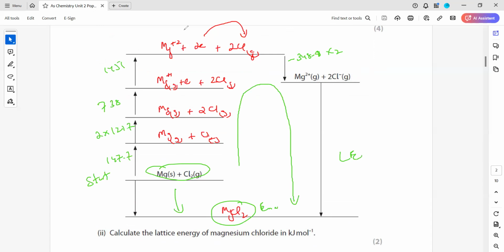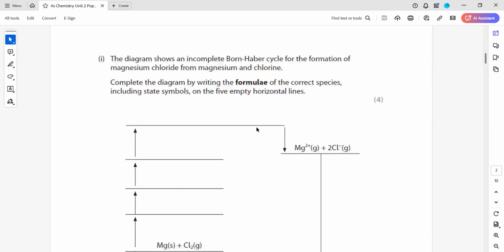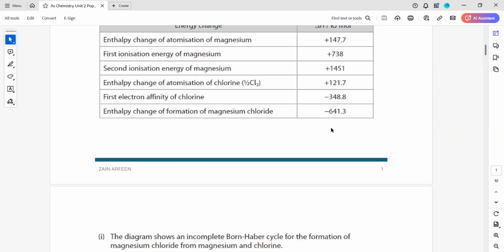And what about the formation, given when magnesium and chlorine react to form magnesium chloride? So this is minus 641.